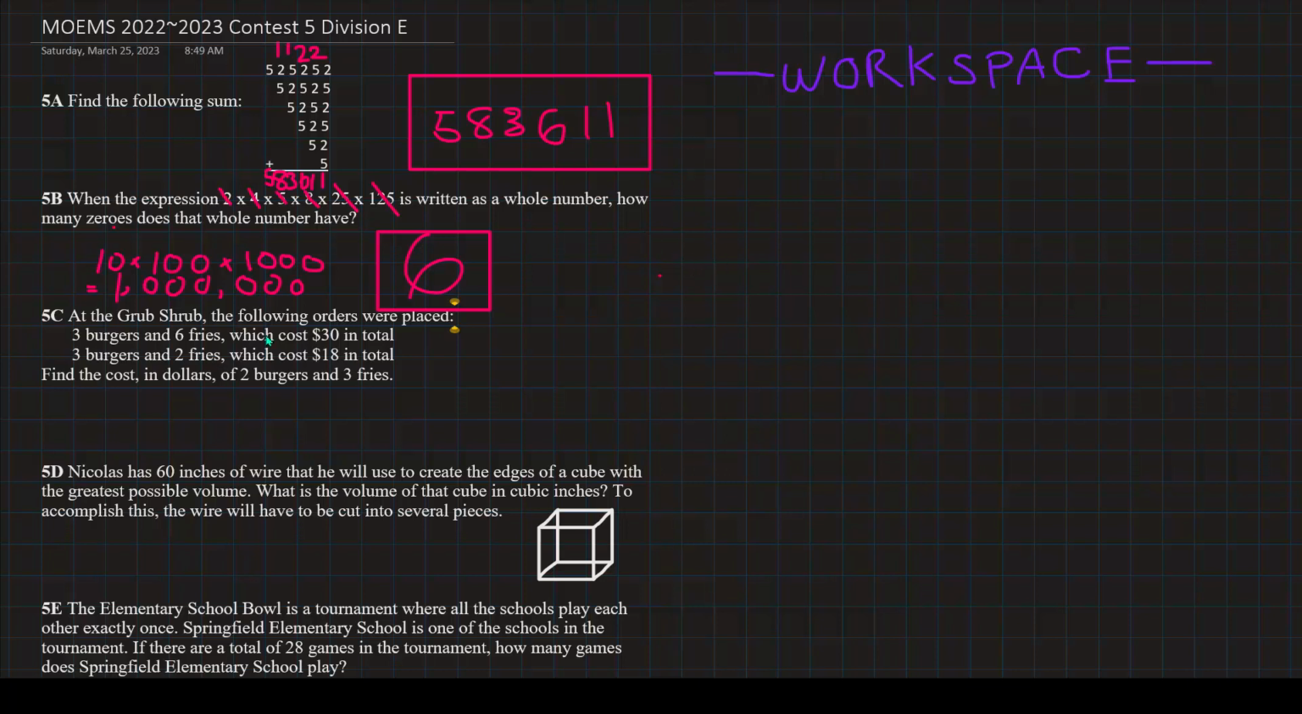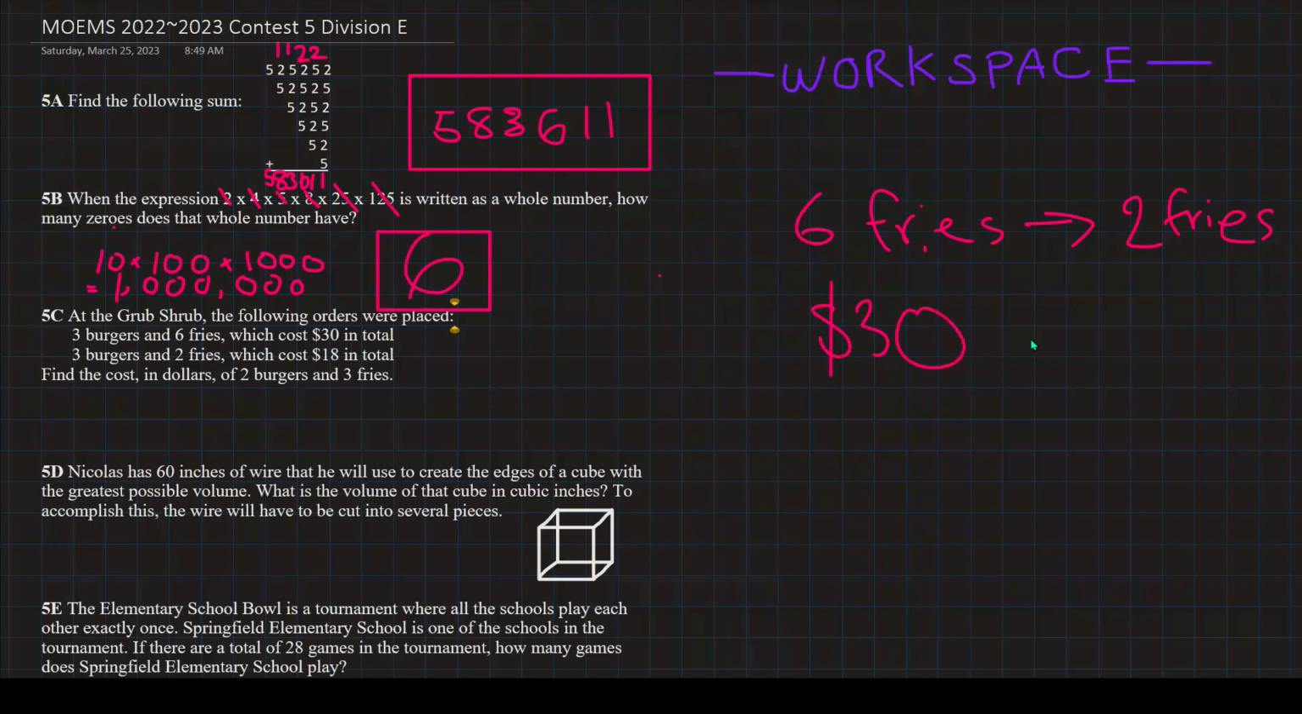3 burgers and 6 fries, $30 in total. 3 burgers and 2 fries, which cost $18 in total. Now I want you to think about the differences between these 2 orders. What was different? What was different was the decrease from 6 fries to 2 fries. And how did this affect the price of the meal? Well, if you take away 4 fries, then you have to pay $12 less.